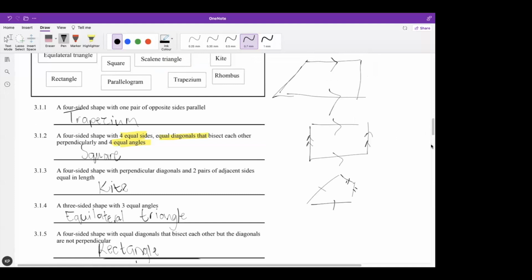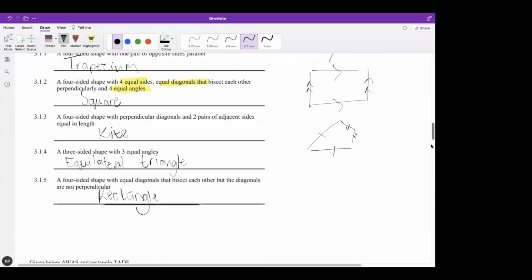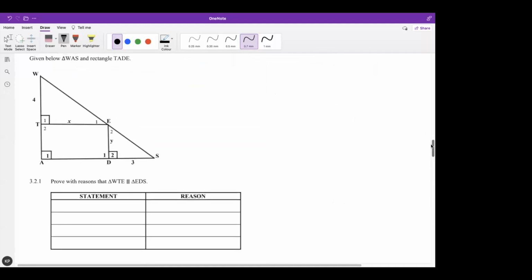Now, everybody calm down. Given that triangle WAS and rectangle TADE, that's what's been given to us. Okay, prove with reasons that triangle WTE, what does the symbol stand for? Let's see if we know what the symbol stands for. Do we know? There we go.